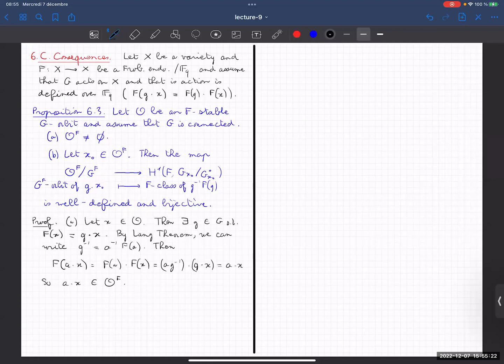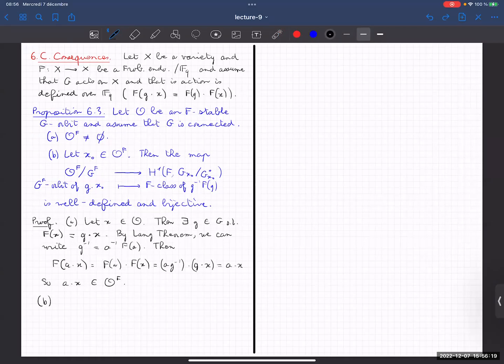Okay, let's talk about the second result. So first of all, I have decided to define a map that sends the G^F orbit of this element to this element. To see that it is well defined, I must check that g^{-1}F(g) belongs to the stabilizer. But not only must I prove that it belongs to the stabilizer, I must also prove that it is well defined, because there are several ways to write an element as the action of g on x0. You can take another g prime. We should prove that it does not depend on the representative in the G^F orbit. So that's what we need to prove.